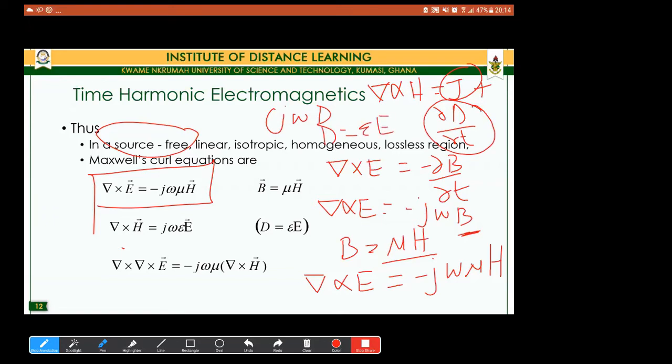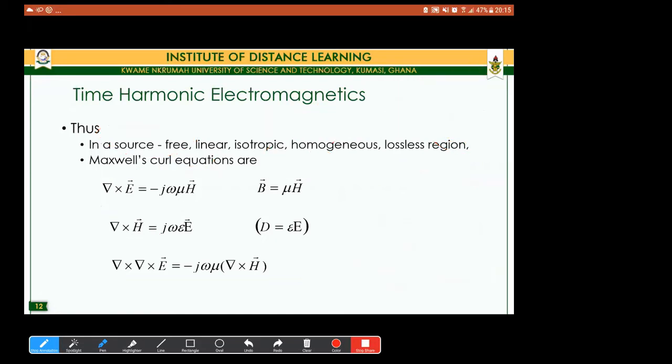Epsilon E. So you have j omega epsilon E, and this j omega epsilon E is what you have here. So these are the time harmonic version of Maxwell's equations, the two curl equations. Curl of E equals minus j omega mu H, and curl of H equals j omega epsilon E.